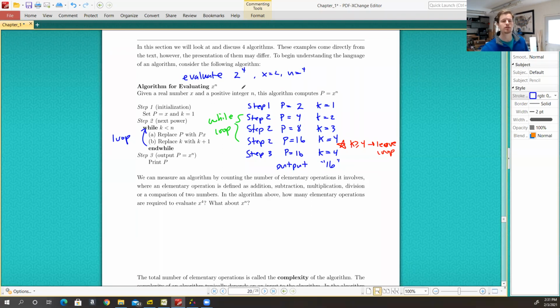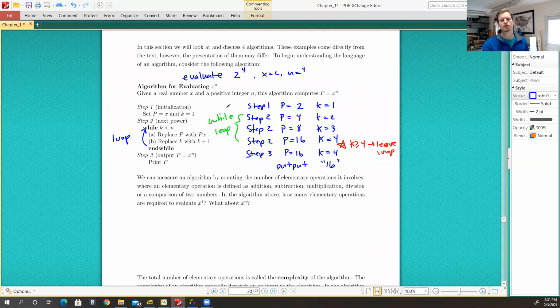And we could do 3 to the 10th power. We just have to run through step 2 9 times instead of 3, okay? Because we run through it 1 less than the power is, right? We ran through it when k was equal to 1, when k was equal to 2, and when k was equal to 3. Once k was equal to 4, that kicked us out of the loop, and we didn't do it anymore. So excellent. So that is an algorithm for evaluating x to the n.